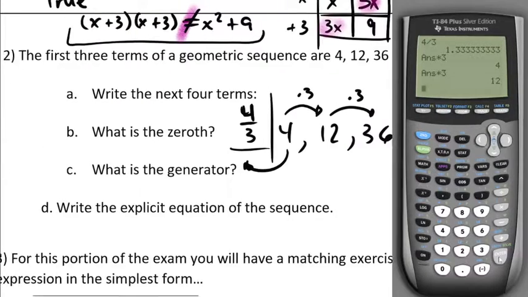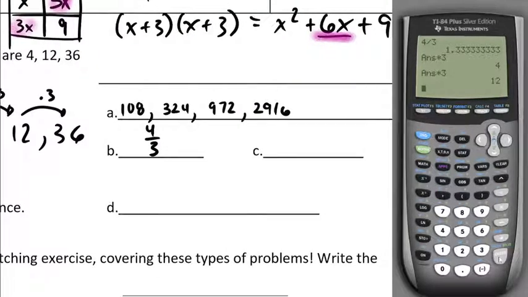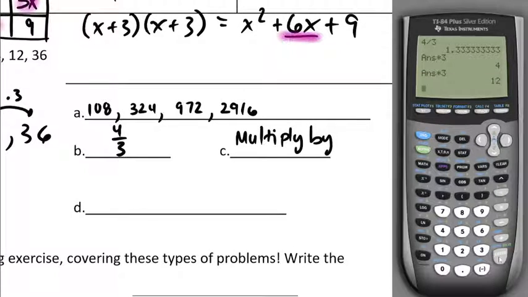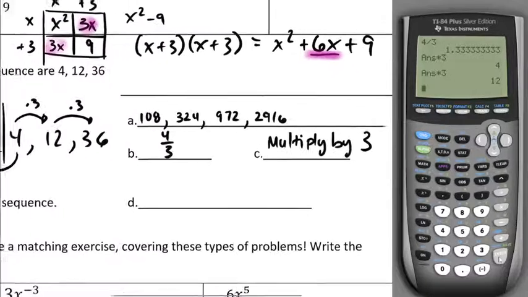And then finally it says, what is the generator? The generator for this sequence is multiply by 3. So it's important we have this operation, because it's not just a number, because a generator could be adding 3, but this is multiply by 3. So we say what operation? We are multiplying, and then by what value? 3. So my generator is multiplying by 3.